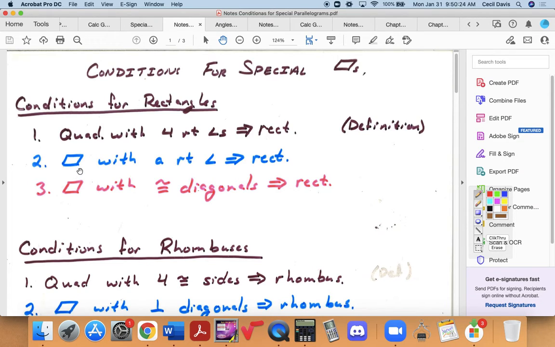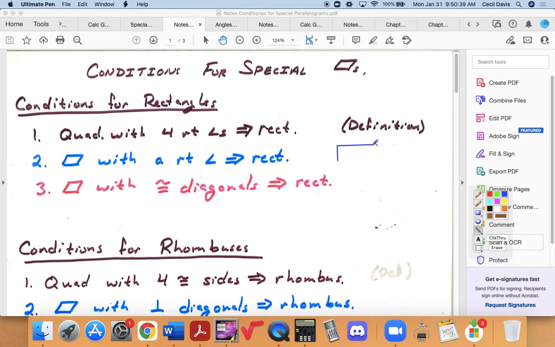If you know that it's a parallelogram to begin with, then all you need to know is that it has 1 right angle. Now let's think about that for just a second. If it only had 1 right angle, how do I know that that's going to be a rectangle then? Well, if we know that this is a parallelogram to begin with, and this is a right angle, then what has to be true about this angle if it's a parallelogram? It has to be right.